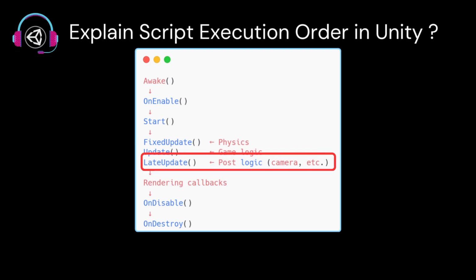Then comes LateUpdate, which runs after all Update calls. It is used for camera movement or other actions that need to happen after all Update calls have completed, ensuring they react to the final state of the objects. After all logic and physics updates, Unity renders the scene. This phase involves several special callbacks.